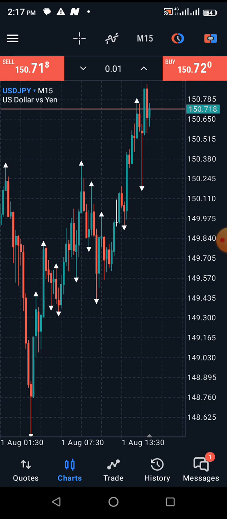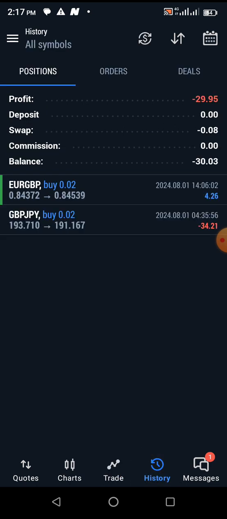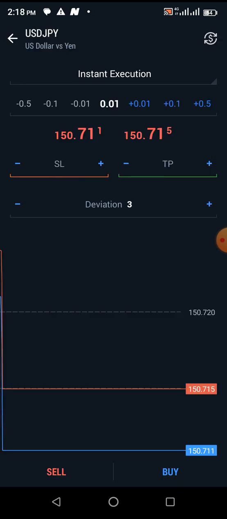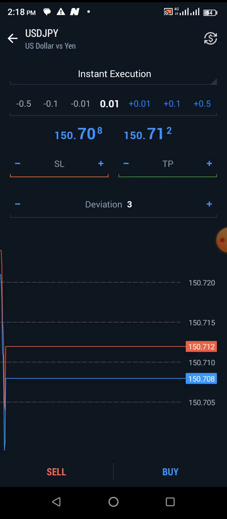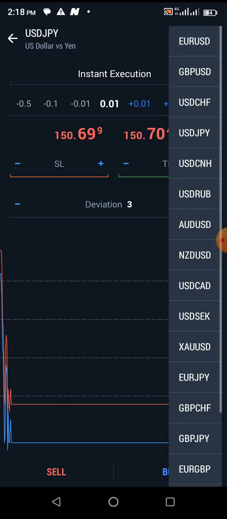So what I will do is that I will just go to trade. You can see down there, you see trade, you see history and all that. So you go to trade. If you look at the top right corner, you see a plus sign. You click on it.